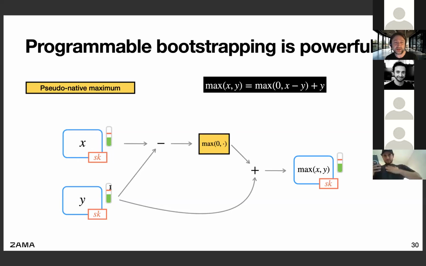So you just take X and Y, subtract them, apply a PBS by programming the function max of 0 and the input, and you add that with the encryption of Y. And this gives you an encryption of max of X and Y.